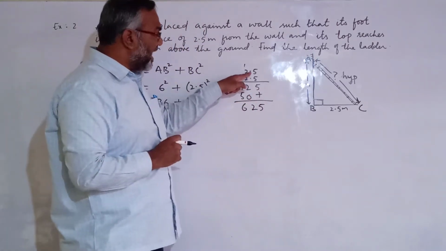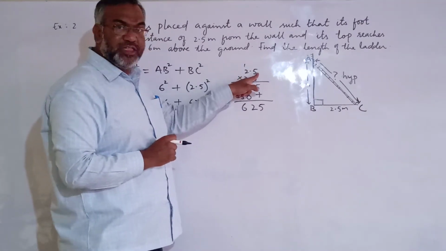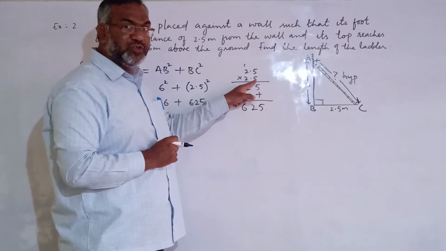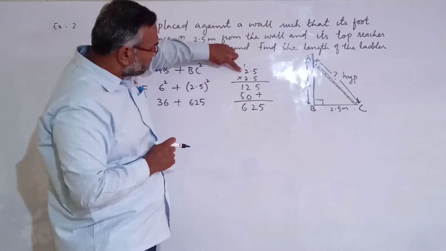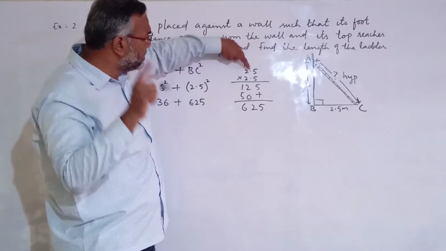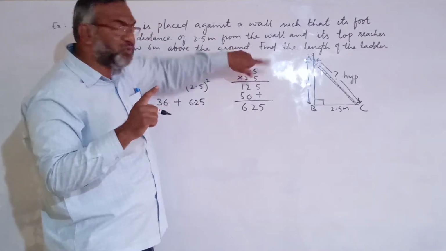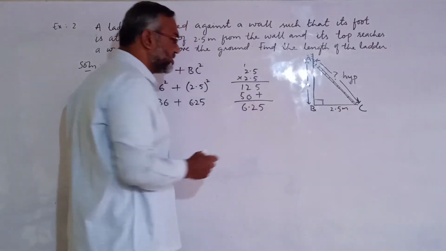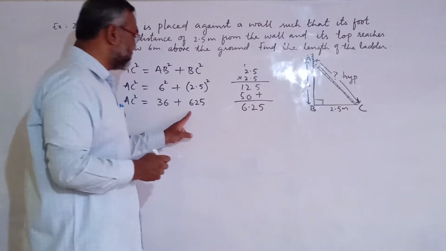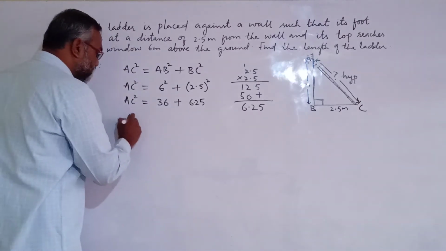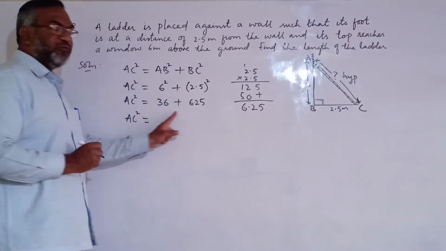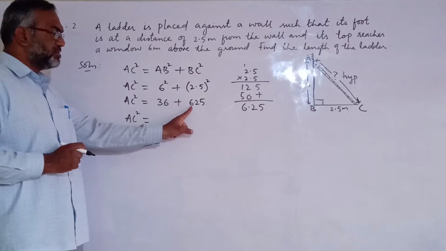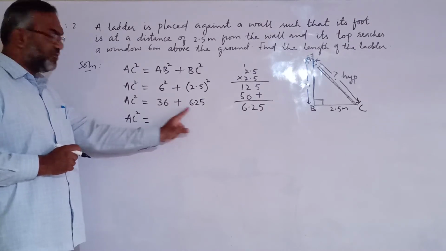Now here we have 1 digit after the decimal. In this number after the decimal there is 1 digit, and in this number after the decimal there is 1 digit. 1 plus 1 is 2, so after the decimal there must be 2 digits. So 6.25. Now AC square is equal to 36 plus 6.25.